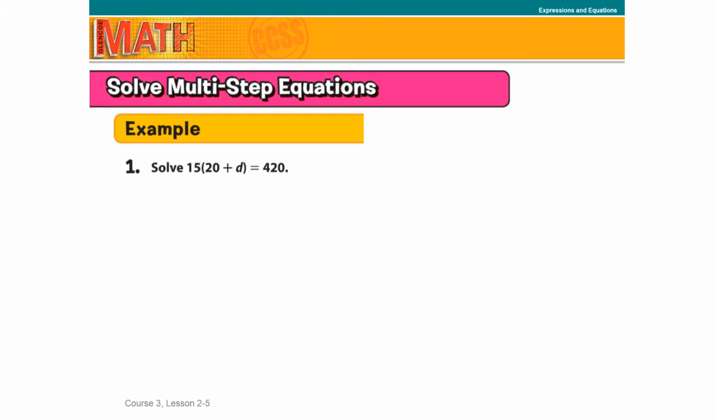Example 1, solve multi-step equations. So they're asking us to solve 15 times, in parentheses, 20 plus d, and that's equal to 420. Now, as I mentioned before, our main goal is to isolate the variable. And obviously the variable is inside the parentheses, and we need to get it outside of the parentheses.